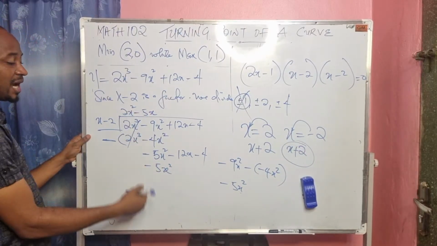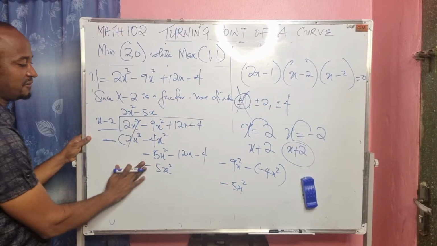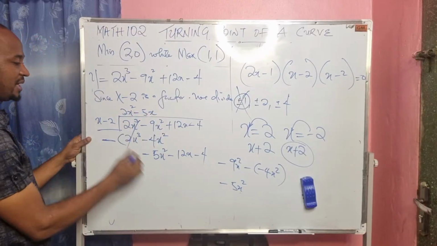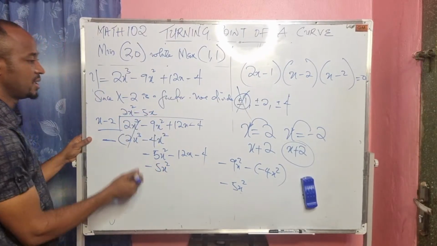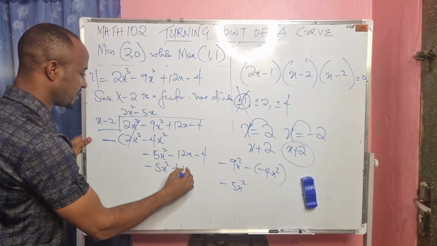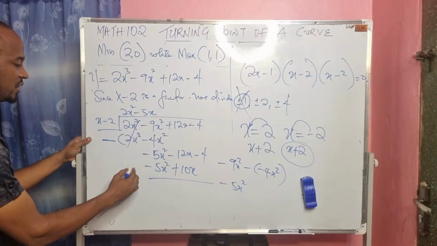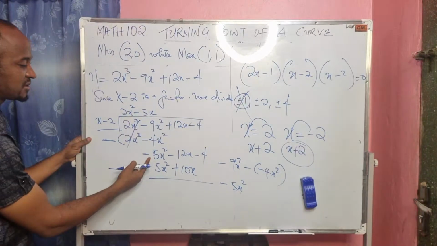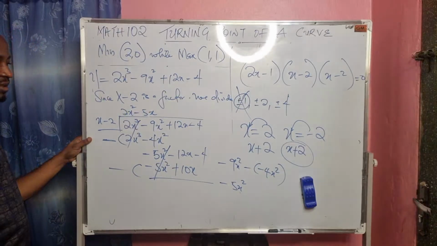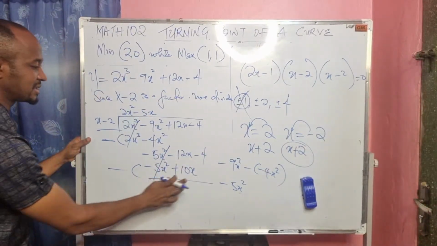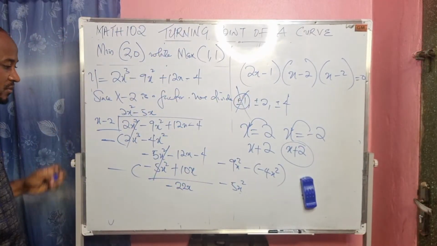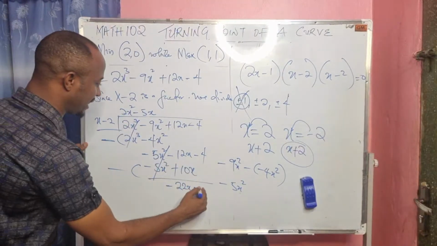The same thing we did here, I will repeat it again. I divided this with this. That gave me this. Multiply minus 5x squared by x, we have minus 5x squared. Multiply minus 5x by minus 2, we have plus 10x. So what do we do here? We subtract again. Minus 5x squared minus 5x squared cancels as 0. Minus 12x minus 10x gives us minus 22x. Right? Okay.